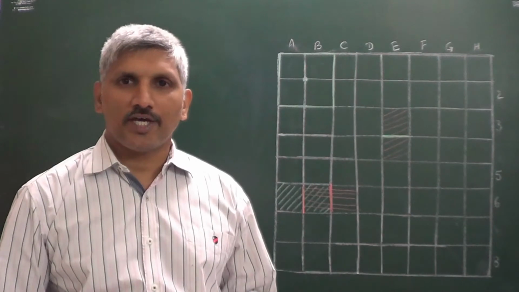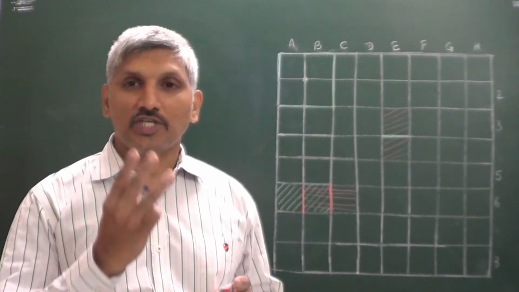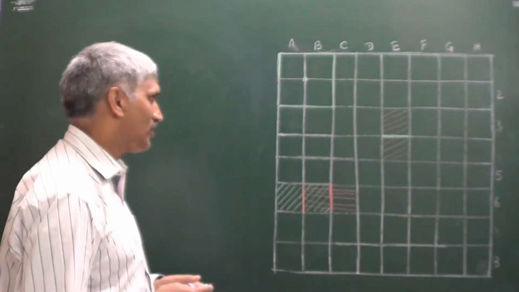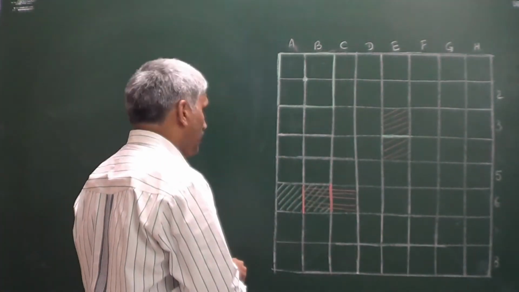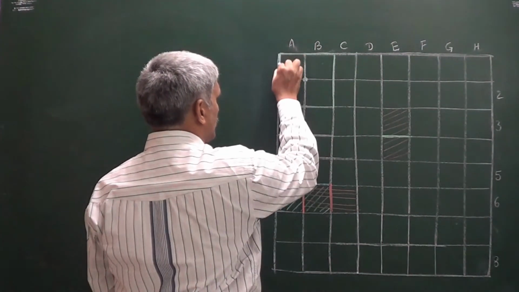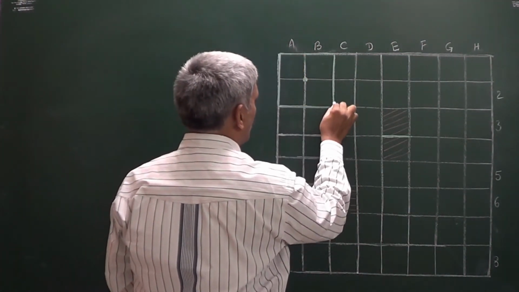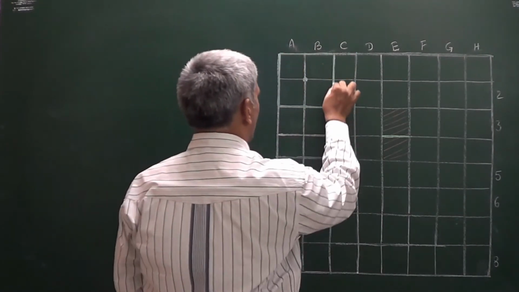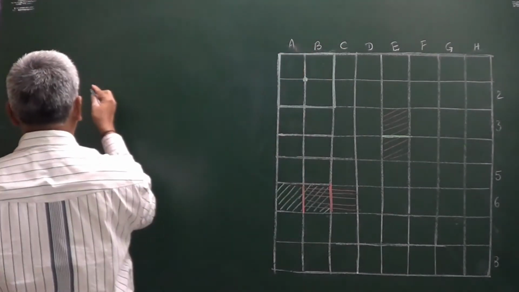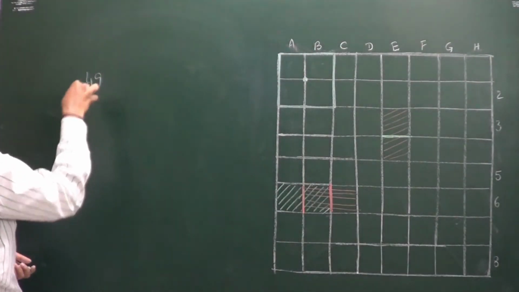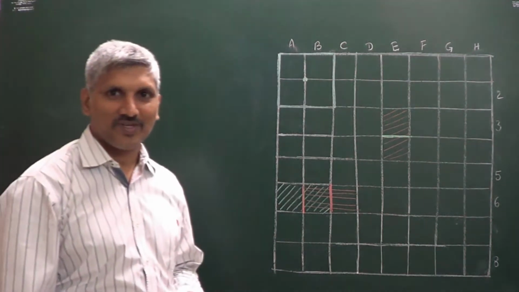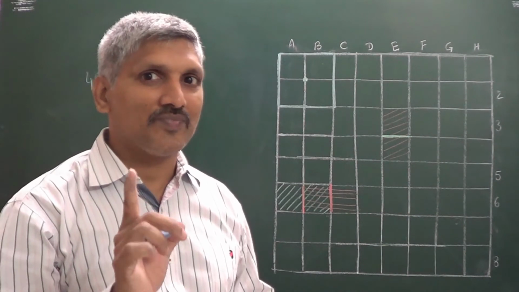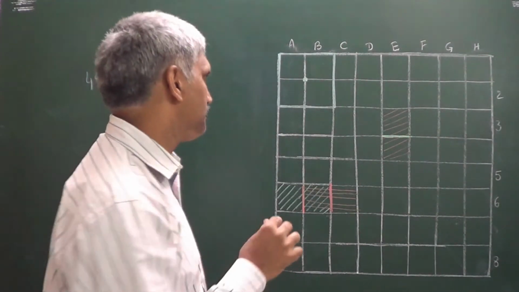Another question here: number of ways of selecting 3 squares so that they form a letter L. Observe here, suppose I selected this square. You know how many these type of squares are there. Those type of squares we have 49. He is saying we have to select 3 squares so that they form a letter L.